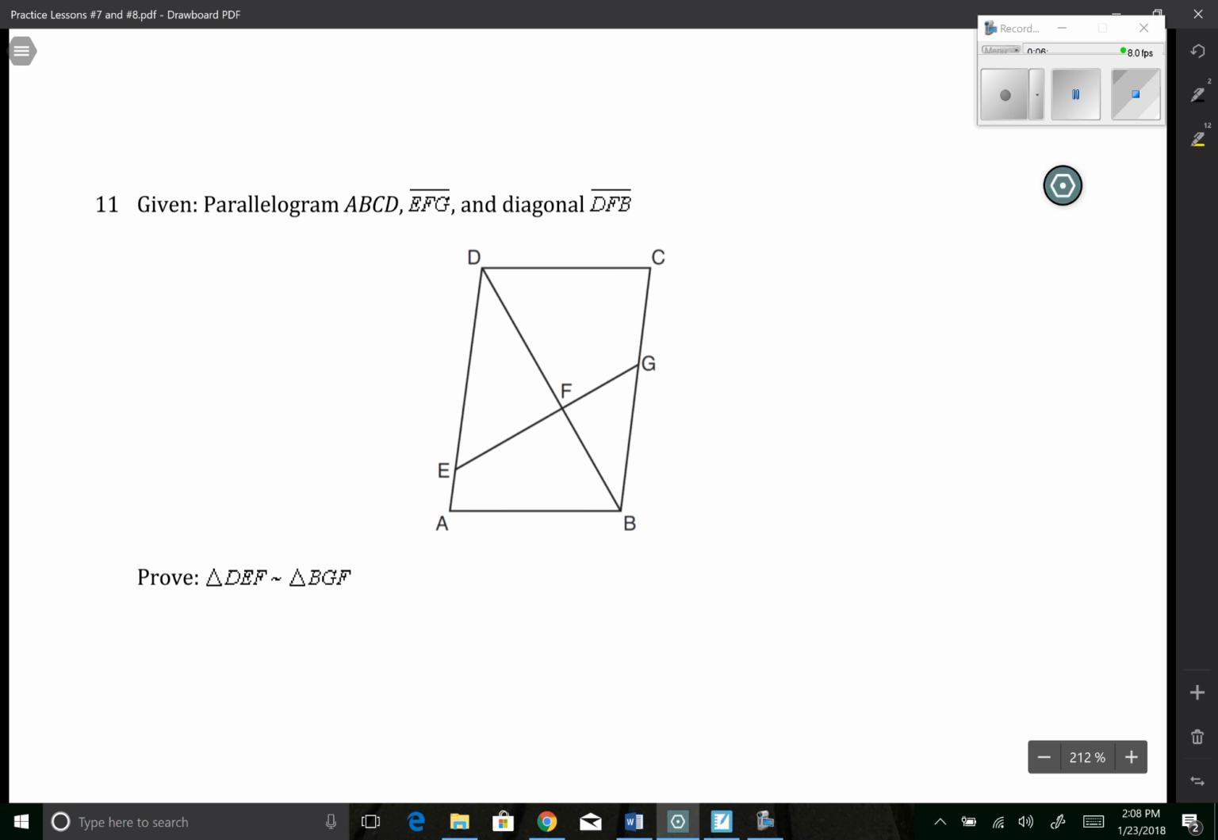Number 11. Number 11 tells us that we have a parallelogram. What's special about a parallelogram is opposite sides have parallel lines or alternate interior angles. So I'll call that angle 1 and angle 2. Call that angle 3 and angle 4. And that should give me the information I need. So I could say that ABCD is a parallelogram. Given.